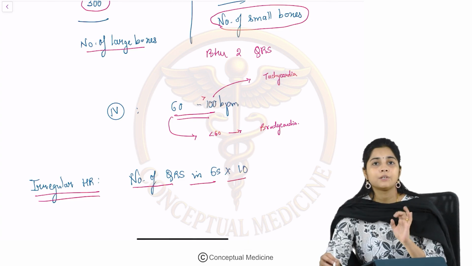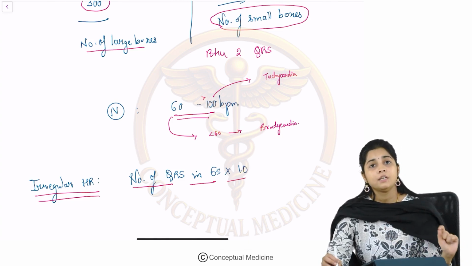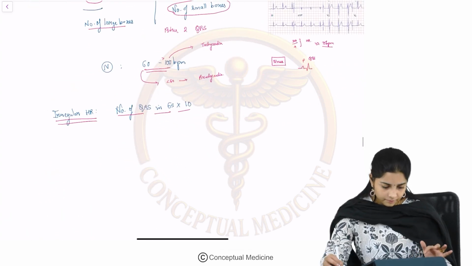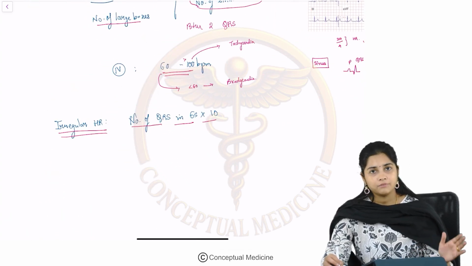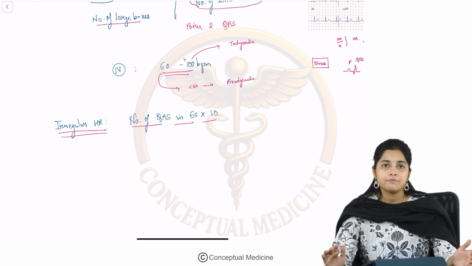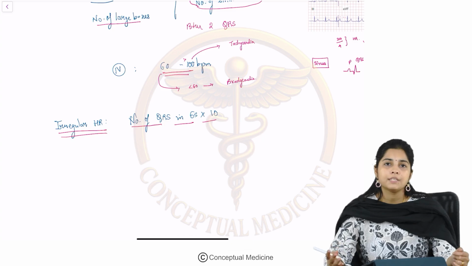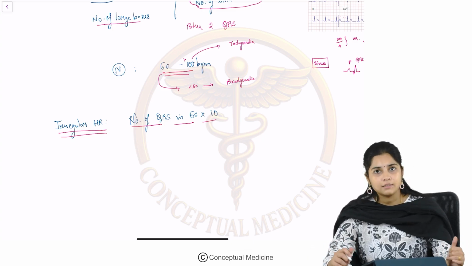So the formula that you have to use in an irregular heart rate is number of QRS complexes in 6 seconds multiplied by 10. Okay. So till now what all have we learned? We have learned about the various waves in the ECG. We have found out how to find the heart rate. We have found out the various abnormalities and various waves of the ECG.